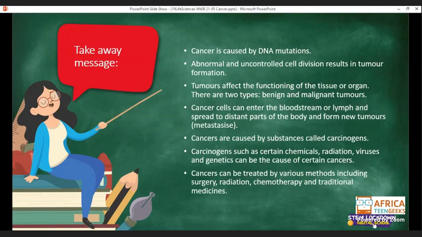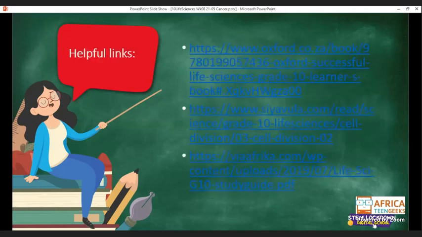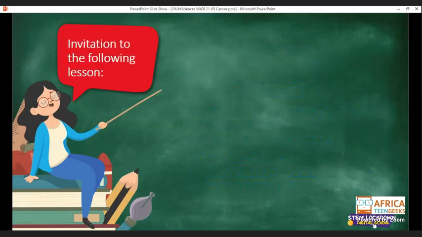Cancers are caused by substances called carcinogens, such as chemicals, radiation, viruses, and genetics can be the cause of certain cancers. Cancers can be treated by various methods, including surgery, radiation, chemotherapy, and traditional medicines. So guys, that is all on cancer, and these are some of the references I used and other links, so you guys can go on these.